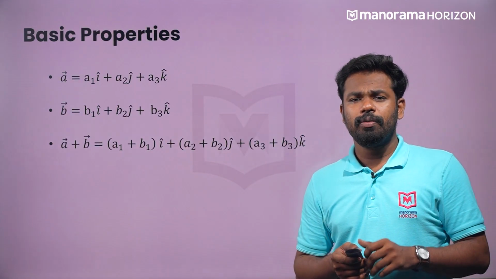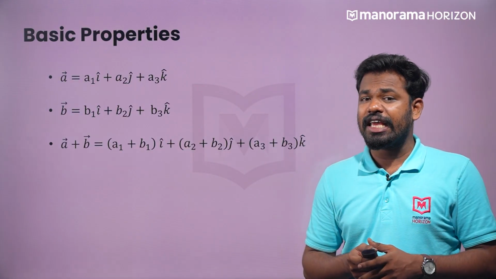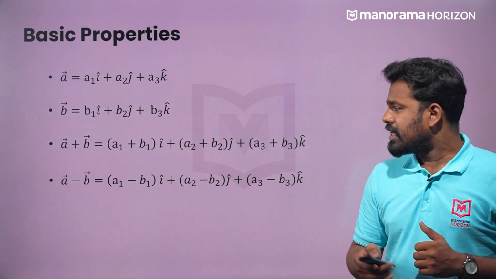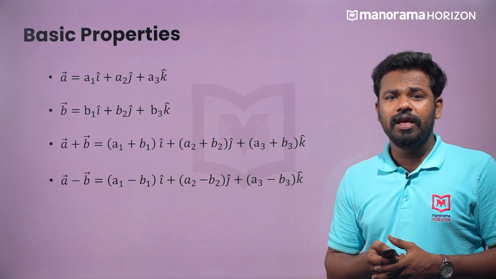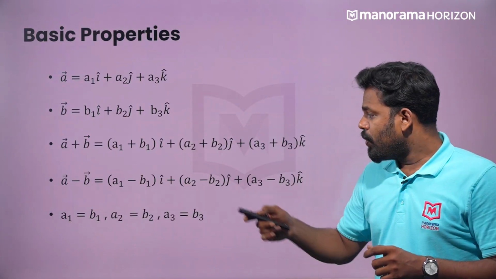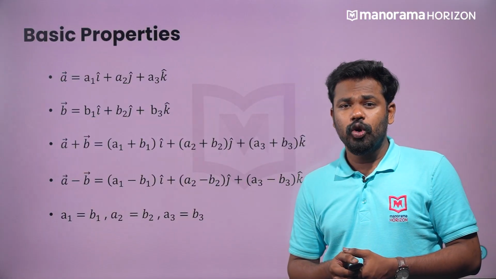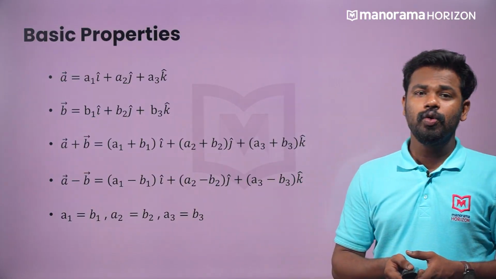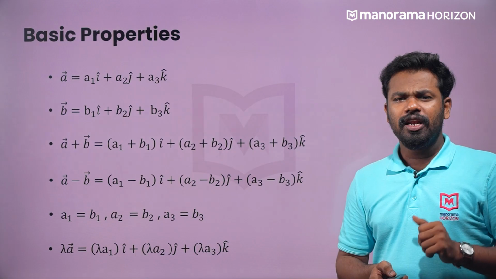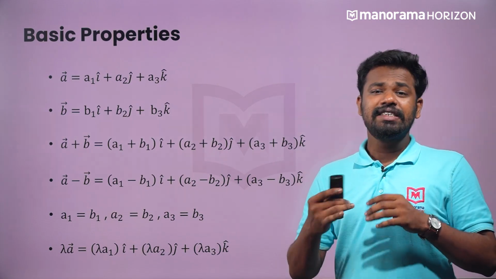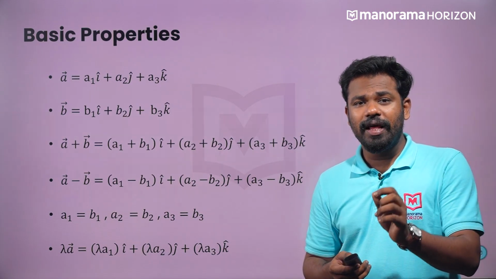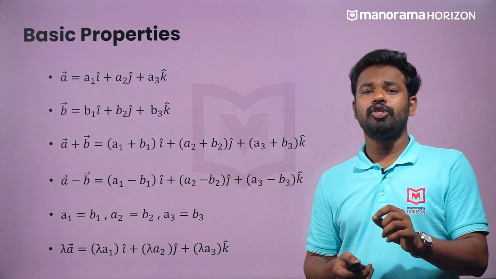Now you might have thought about the situation where two vectors are equal. Well, two vectors A and B are said to be equal if a1 is equal to b1, a2 is equal to b2 and a3 is equal to b3. Similarly, to multiply the vector A by any scalar lambda, we have to multiply each component of vector A by lambda.